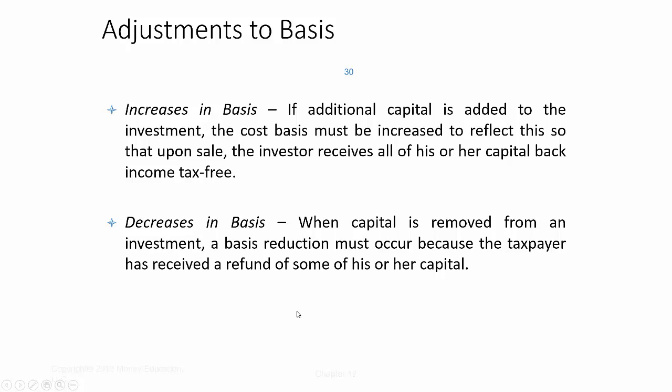But we have some adjustments to basis. How do we adjust basis? So basis can increase if additional capital is added to the investment. The cost basis will increase. Basis will decrease when capital is removed from an investment. A basis reduction may occur because the taxpayer has received a refund of some of his capital. So if, for example, you've bought into a business and you put some money in, and then you sold a portion of your shares, well, your basis will actually reduce overall because you've received some of that initial capital that you've put in.